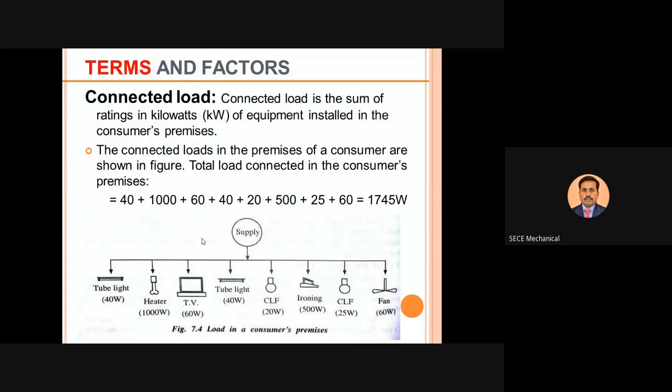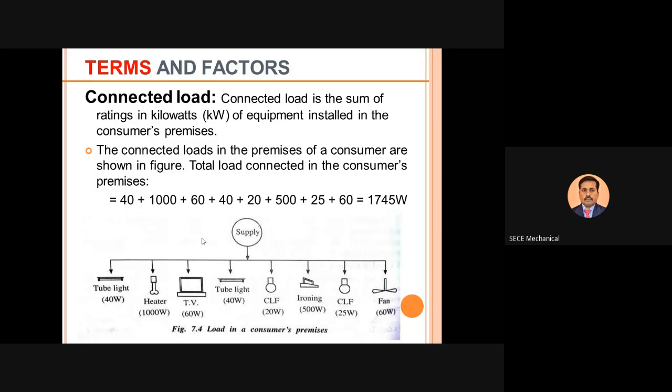This is today's agenda. So now we are moving to today's agenda, that is terms and factors. Up to this we have discussed different types of load. Now we are moving to different terms and factors related to power plant load. First one is connected load. So what is meant by connected load? Connected load is the sum of ratings in kilowatts of equipment installed in the consumer premises.